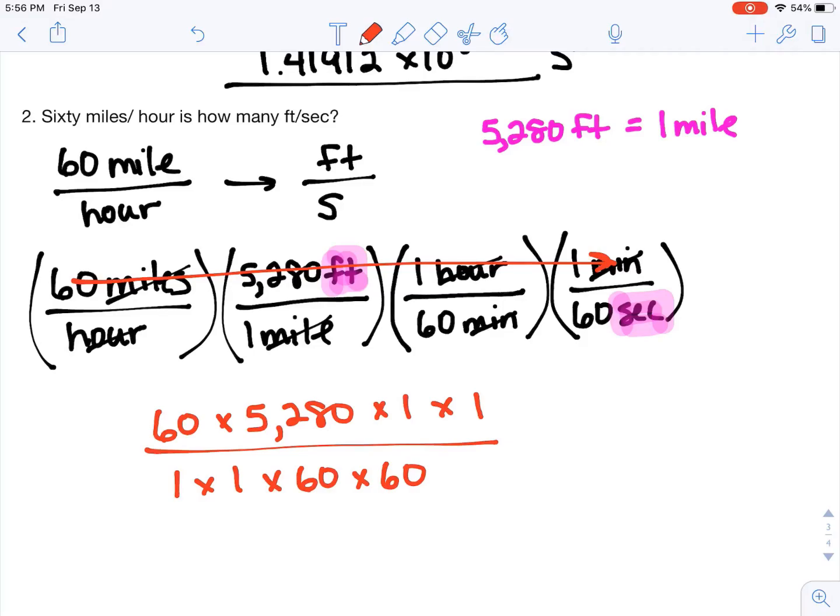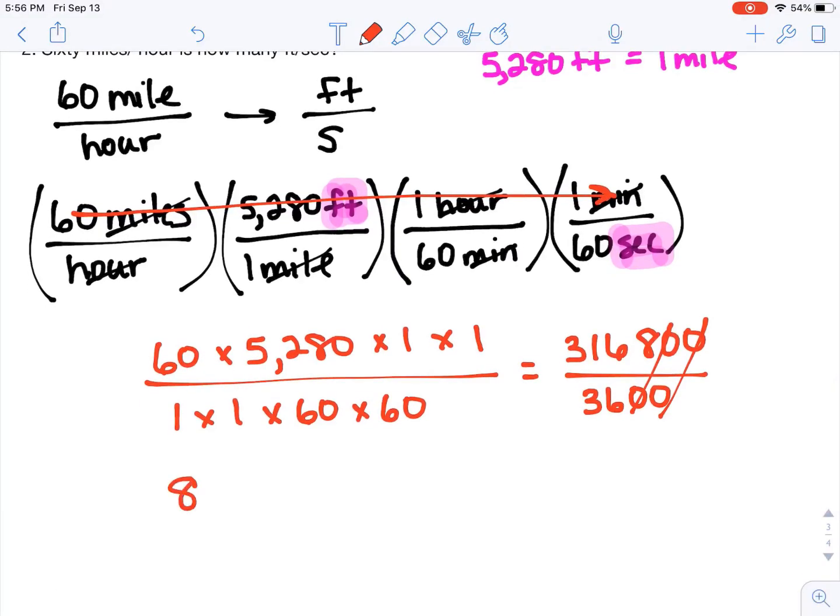So if I plug into the calculator 60 times 5280, I'm not going to plug in the ones, I'm going to get 316800. And then if I multiply across the bottom 60 times 60, that's going to give me 3600. And then I can simplify, right? I know that I don't have to use those zeros. I have 3168 divided by 36, and that's going to give me 88 as my number. And that's going to be 88 feet, because that's my numerator unit per second.